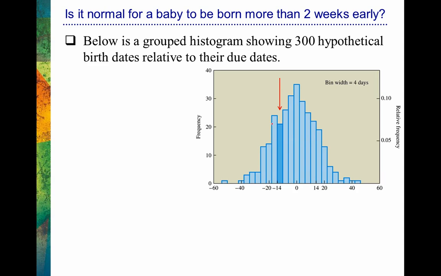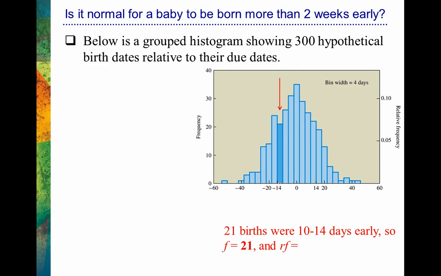Well, let's answer some questions about this in particular. If we look at this one bar right here, this will kind of serve as a cutoff point regarding the question we were asking. Is it normal for a baby to be born more than 2 weeks early? So here we have 14 days early. So this bar would kind of represent that point. So let's just learn a little bit more about that for a second. This is showing, when we look at the frequencies, about 21 births that were up to about 14 days early. And specifically, this would show 10 to 14 days early, because remember, each bar is a width of 4 days. So this bar represents 10 to 14 days early.